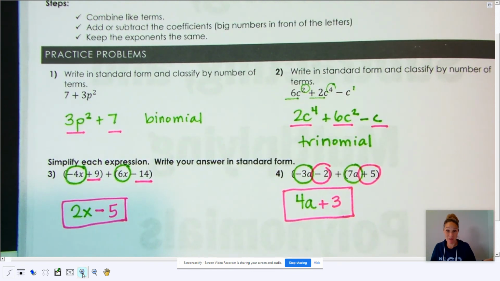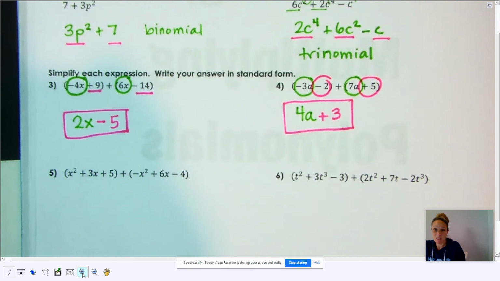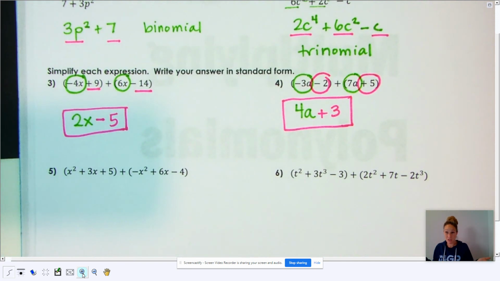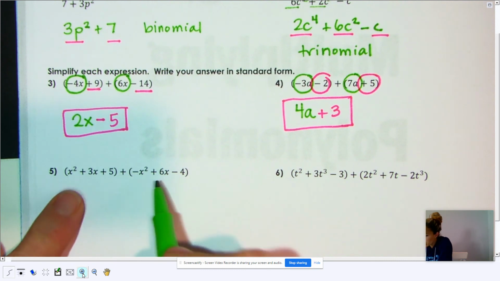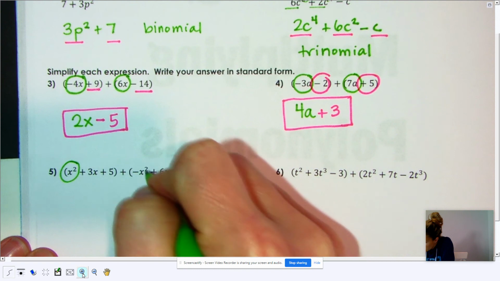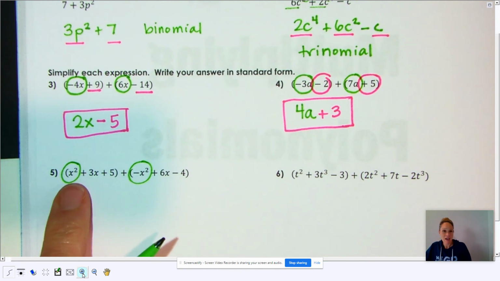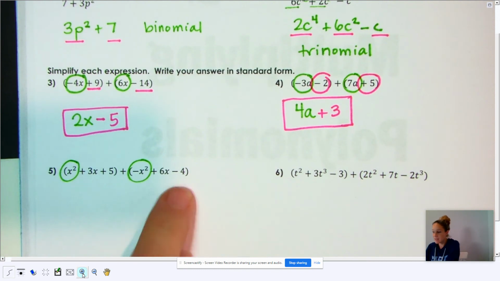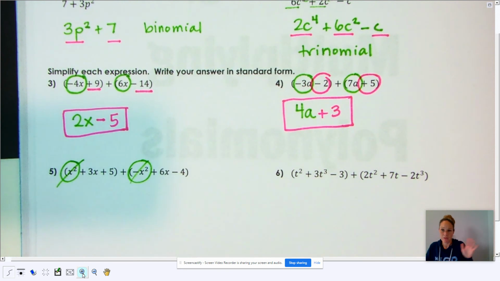Now we've got a little bit bigger problems coming up. So instead of just 2 terms, now we have 3 terms that we have to keep lined up. So what you're going to do is look for the highest exponent in both of them and see if they match up. So we have squared and squared. Well, if I have a positive x squared and a negative x squared, you have to do the sound effects. Those cancel each other out.